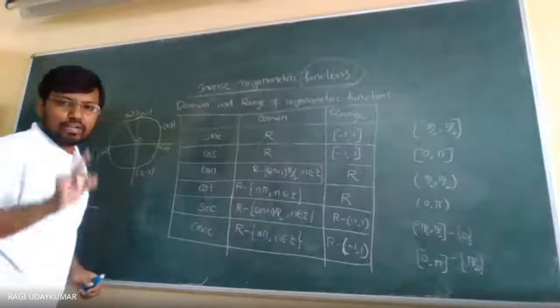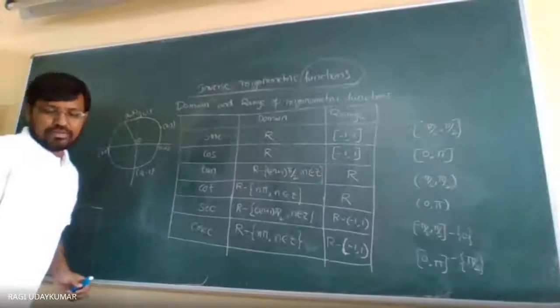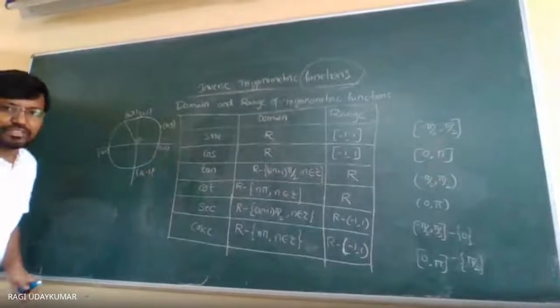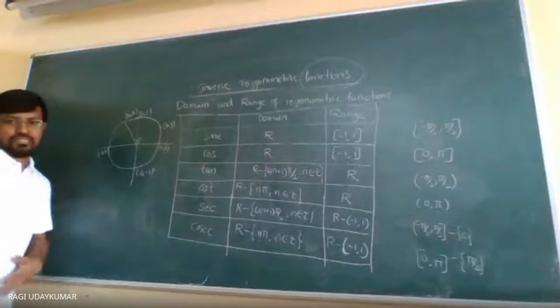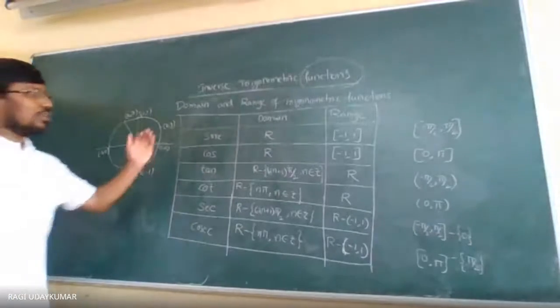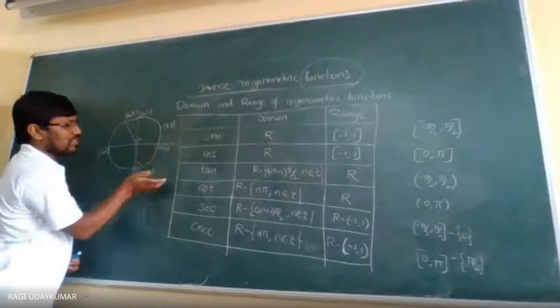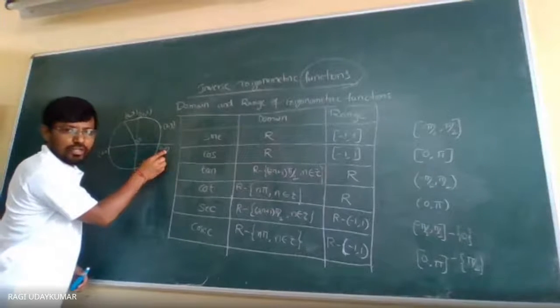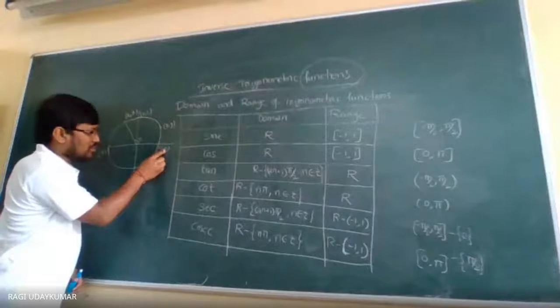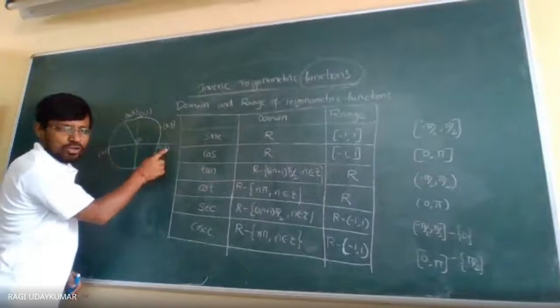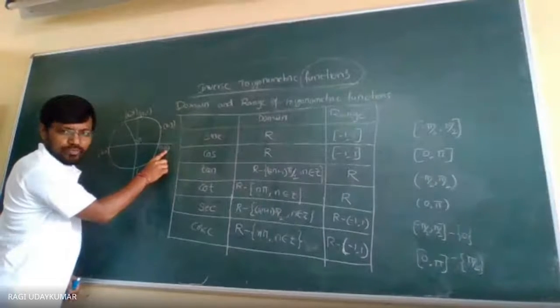So I am going to explain to you how we draw the sine graph. With the help of this, let us draw the sine function graph. You can come to know that the sine value starts from 0 degrees, 0 radians. If the angle is 0, then the value is 0, isn't it?